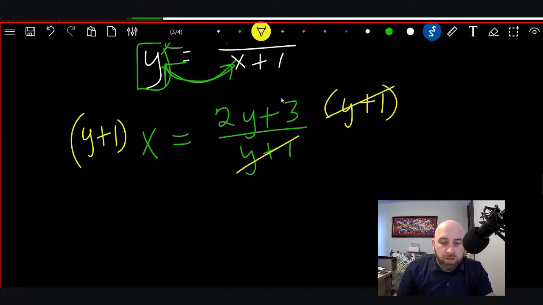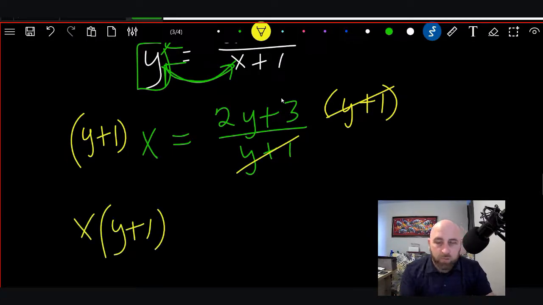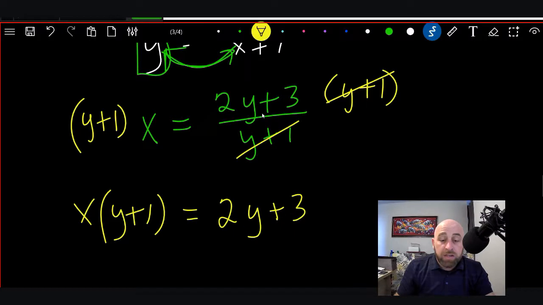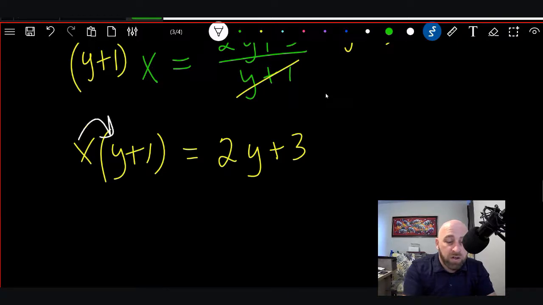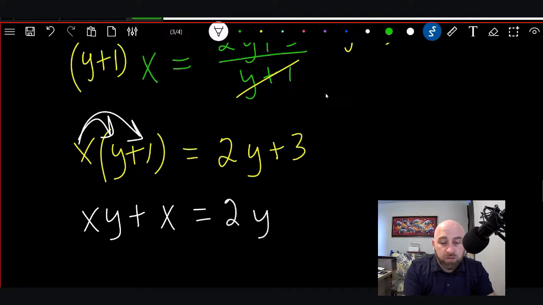So what do we end up with? We end up with y plus 1 times x. We usually write it like that when we're doing that. Equals 2y plus 3. Now again, we're in a situation where it's kind of weird because now we have a y on both sides, and we don't typically see that very much. But we're just following our order of operations steps. We want to distribute that through there, and you'll see why in just a second. We're going to get xy plus x times 1 is x equals 2y plus 3.